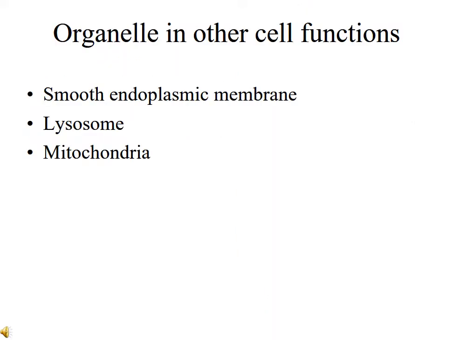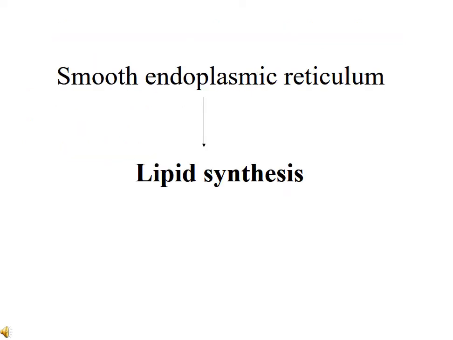Now, there are other organelles in cell functions. There's the smooth endoplasmic reticulum, there's lysosomes, and there's mitochondria that we have not talked much about, so let's just touch on these for a moment. Now, the smooth endoplasmic reticulum is basically involved in lipid synthesis, making of lipids. This, of course, takes place within the cell.